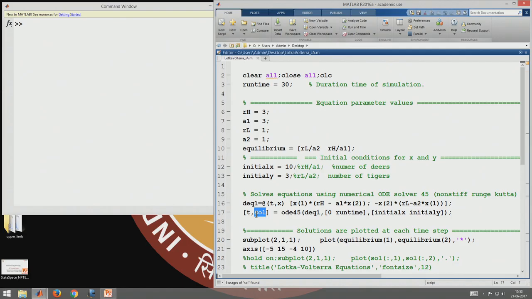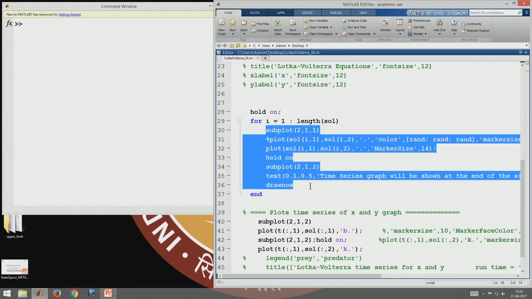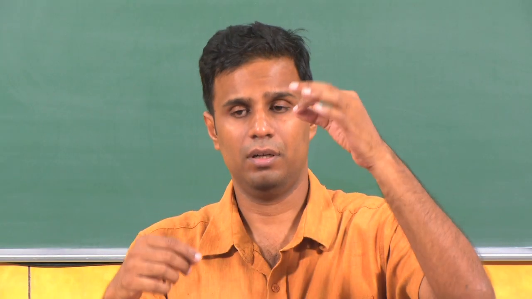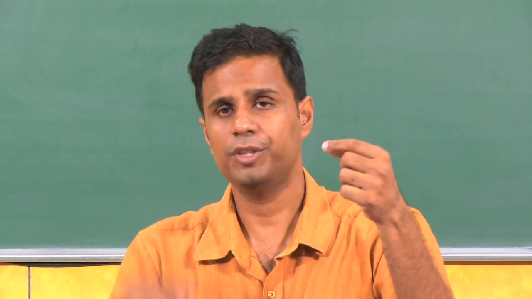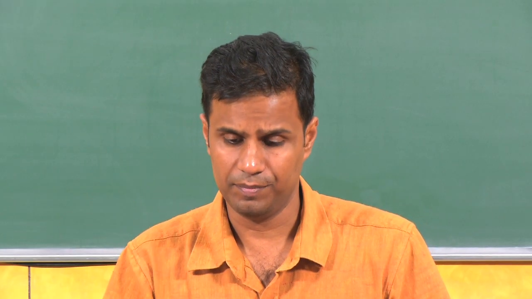So, the solution basically will have two columns. The first column will be the number of deers as a function of time. The second column will be the number of tigers as a function of time, that will be the solution. T is of course the time vector which is returned by this ODE45, it is an internal MATLAB function. Okay, so now this small piece of code, it takes each value of my solution, each population of tiger, each population of deer, plots it on the graph. Then it holds the graph, moves to the next value of the tiger population, deer population, again plots it, and so on. It is basically an iterative process.